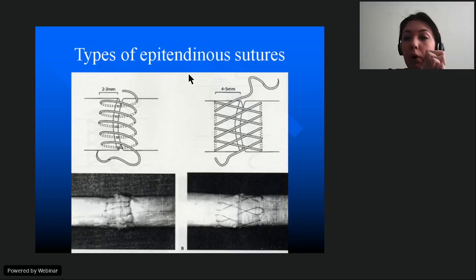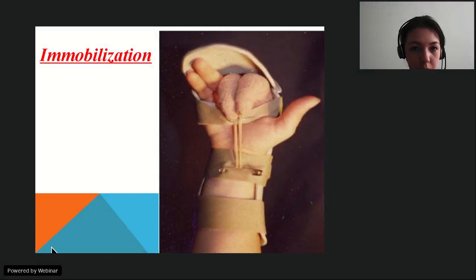In the case of epitendinous suture, the stitch should involve only the epitendon, and it should adapt the margins of the tendons, the ends of the tendon. And after that, long immobilization is required. So this is one of the ways of immobilization, very cruel. But for children, we cannot explain to them just not to move the fingers. Yes, we should do something like that.